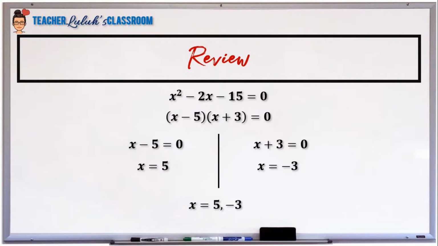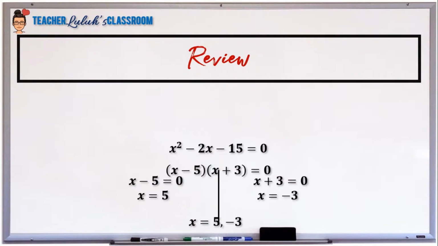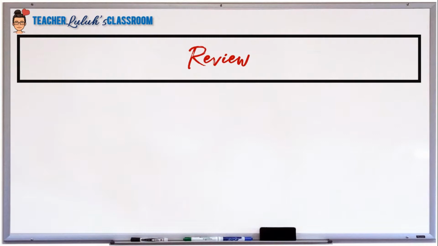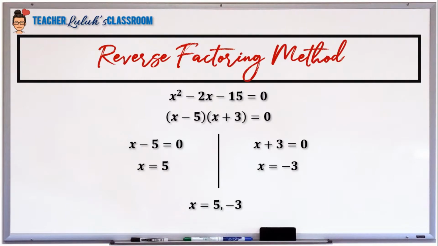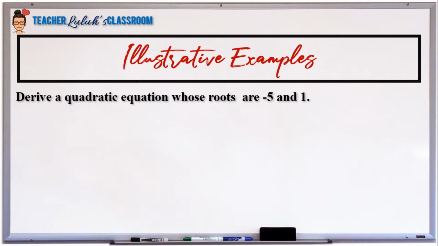But this time, it will be the other way around. The roots will be given and we will work backwards to obtain the equation. We will call this reverse factoring method. In order to learn more about this, we will be using several examples. Let's have number 1. Derive a quadratic equation whose roots are negative 5 and 1.